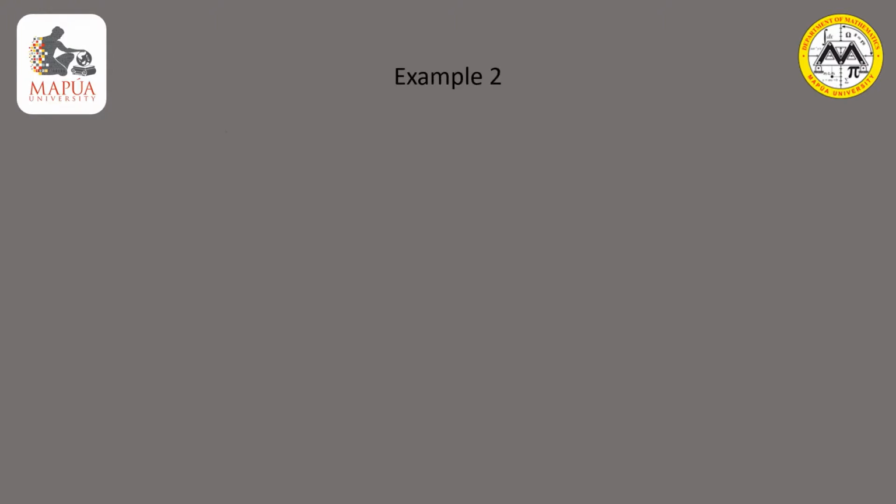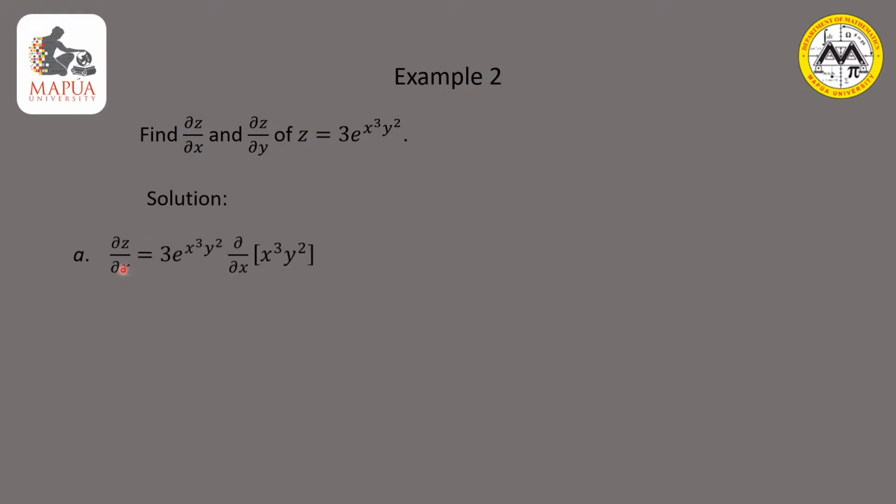For our second example, let us have the function z defined equal to 3 times e to the x cubed y squared. And for this given function z, let us determine the partial derivative of z with respect to x and its partial derivative with respect to y. So working on the partial derivative of z with respect to x, we will just be differentiating this function, which we recognize is an exponential function.